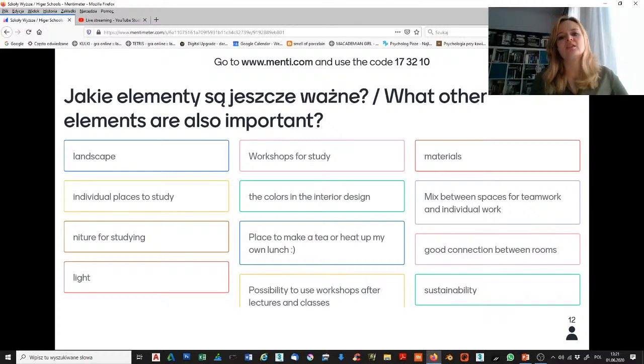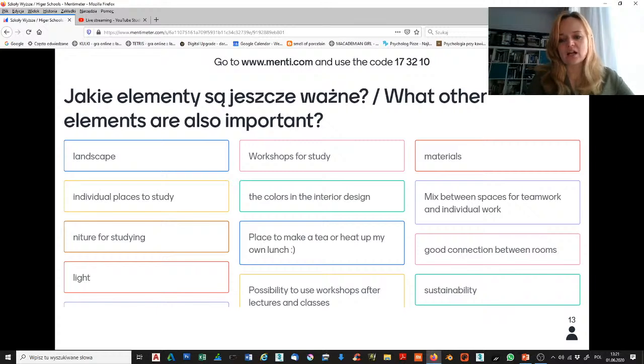Place to make a tea. Yes, heat up my own lunch. Yes, that's something that is missing from most of the Polish universities. And I will show you the university which has those spaces. Good connection between the rooms. Highly important thing. We'll be discussing that more.